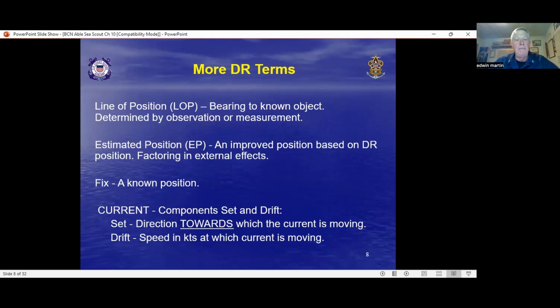An estimated position is an improved position, just based on your DR plot. We'll get into that also a little bit later on.